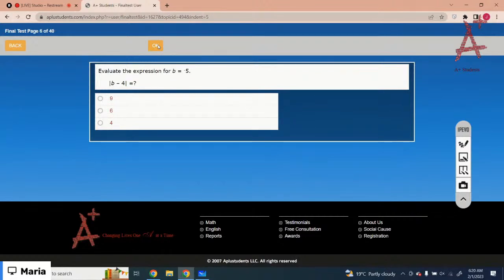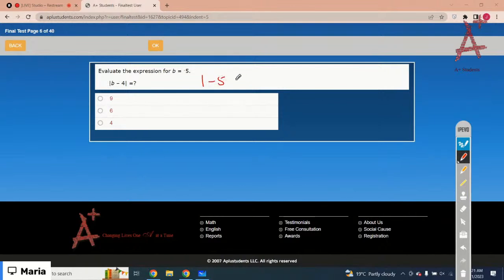Okay, the next one is evaluate the expression for b equals negative 5. So here, this is the absolute value. Basically, you have to calculate the absolute value. Just replace the b. B is negative 5, negative 5 minus 4 is negative 9, because it is the absolute value. Absolute values are always positive or 0. So it would be 9. So the correct option is 9. Just select the correct option and click on the OK button.